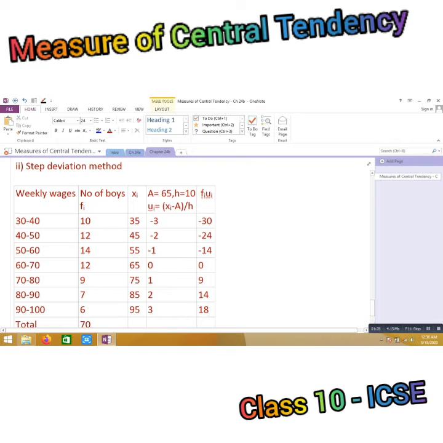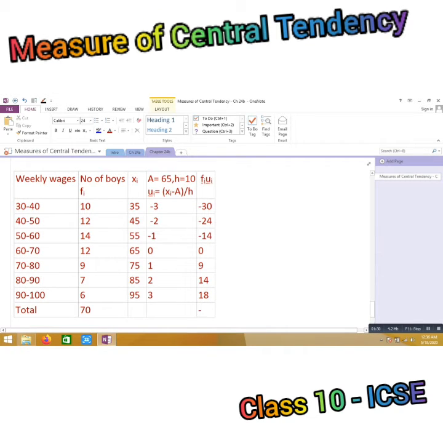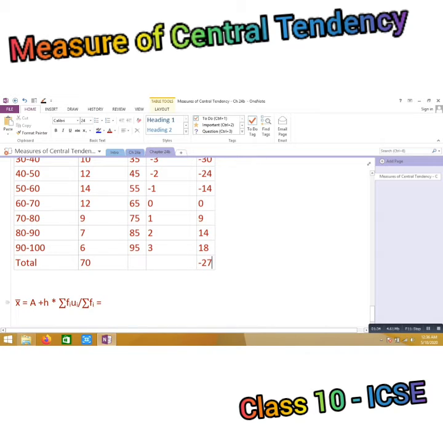We need to find the total for this column, that is minus 27. And the formula here is a bit different, a plus h into, same way we calculated the mean before, 65 plus 10 into minus 27 divided by 70, that gives us the mean, 61.14.